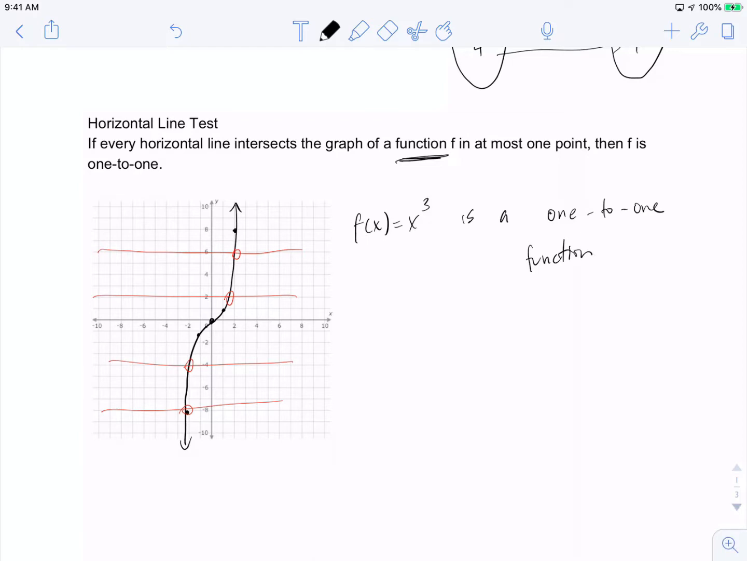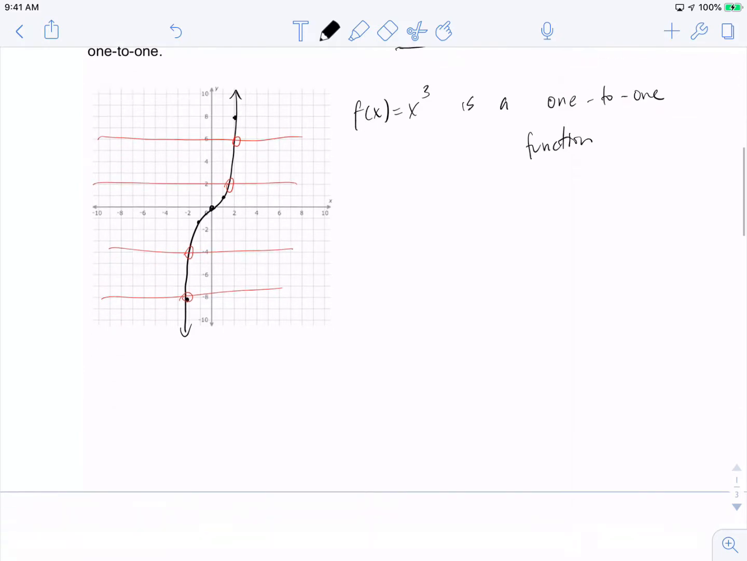Okay, so it's a function because it passes the vertical line test. It's a one-to-one function because it passes the horizontal line test also.